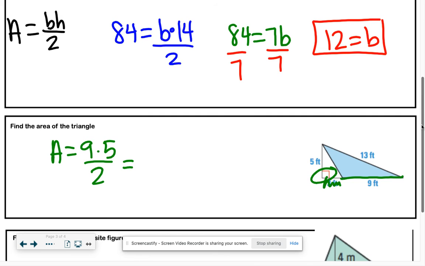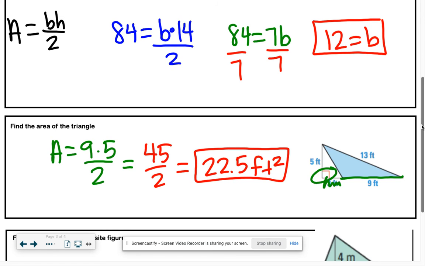And now it's the same old thing we've been doing. 9 times 5 is 45, divided by 2. I was waiting for you to say decimal. Decimals. 22.5 feet squared. Super.